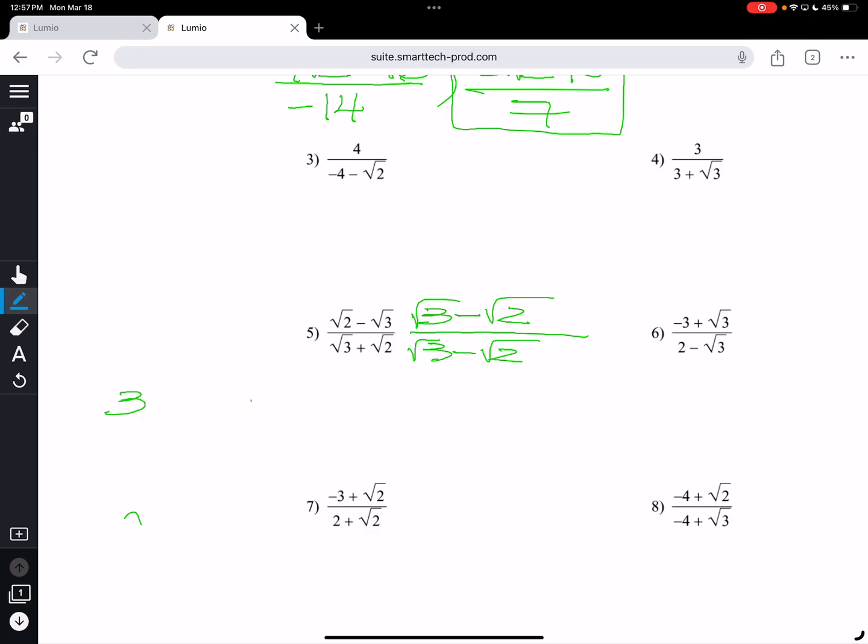What's the denominator? Radical 3 times radical 3, so 3. And then it's minus 2 times 2 is... so our denominator is 1, positive 1. That's it? Well, that's the denominator. Why positive? Because 3 minus 2. Because your 2 will be negative. The 2 and the negative 2.